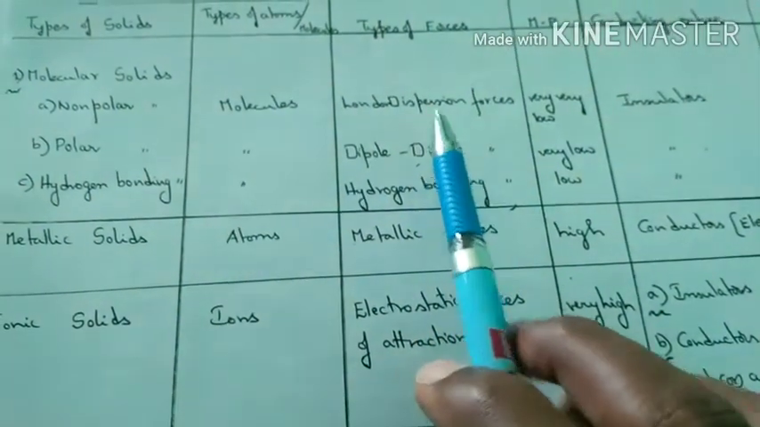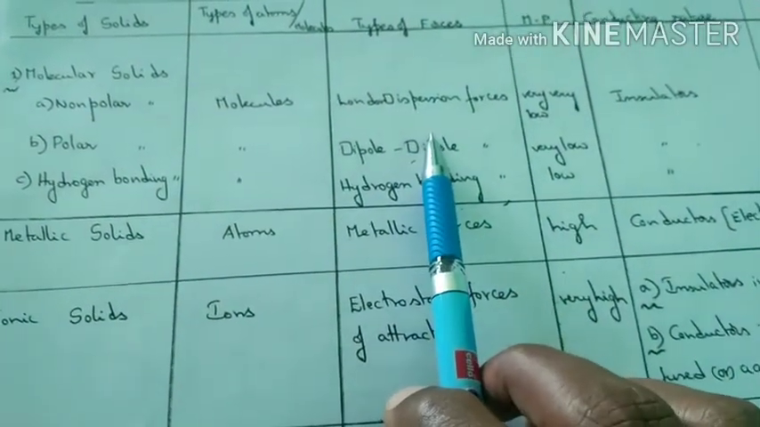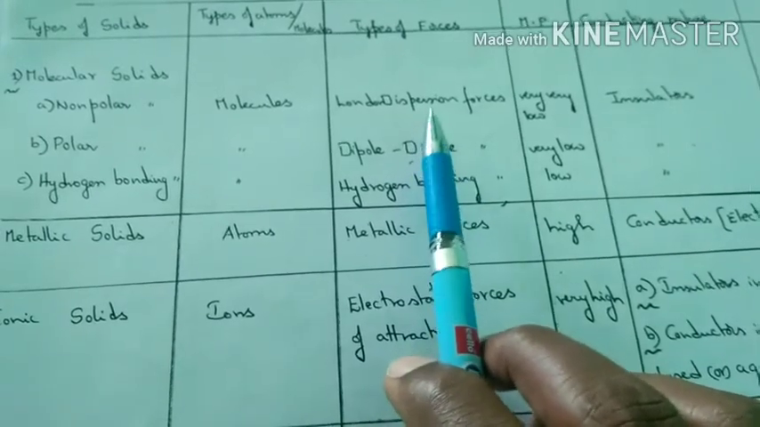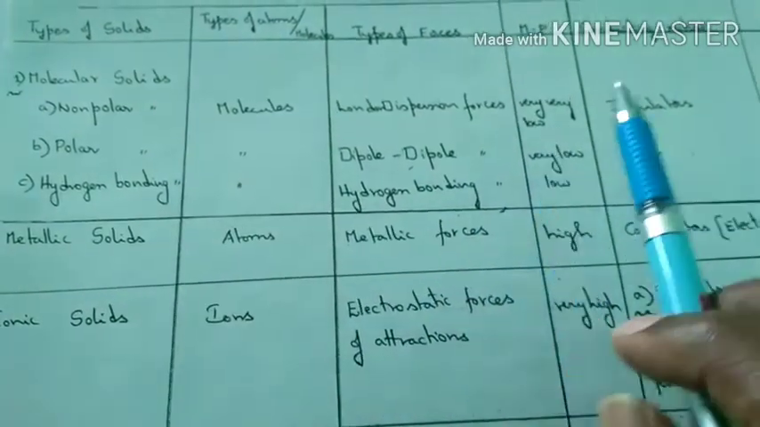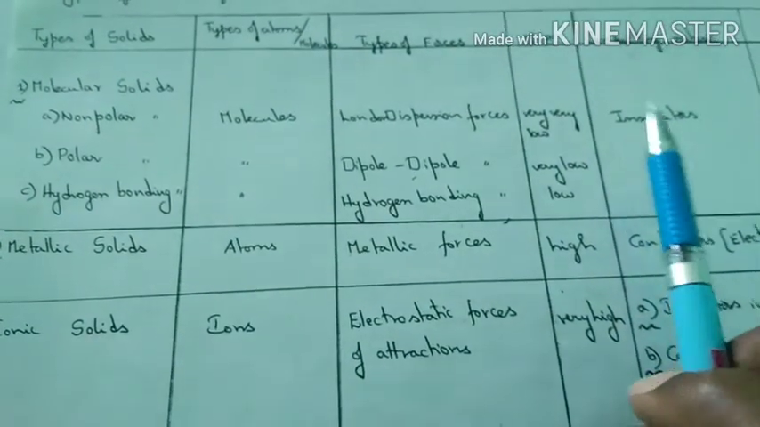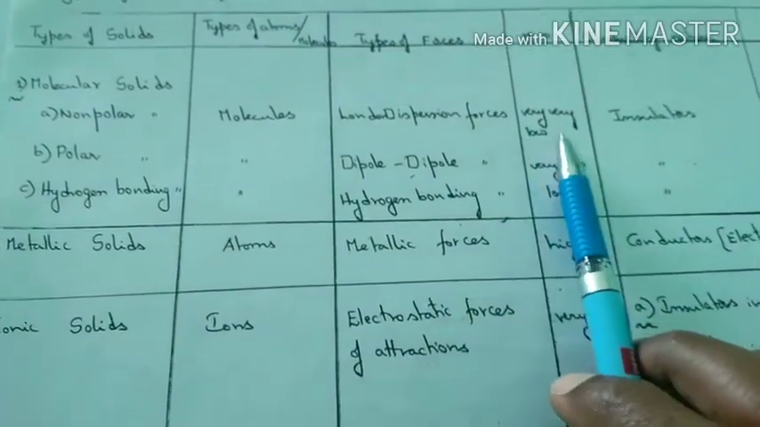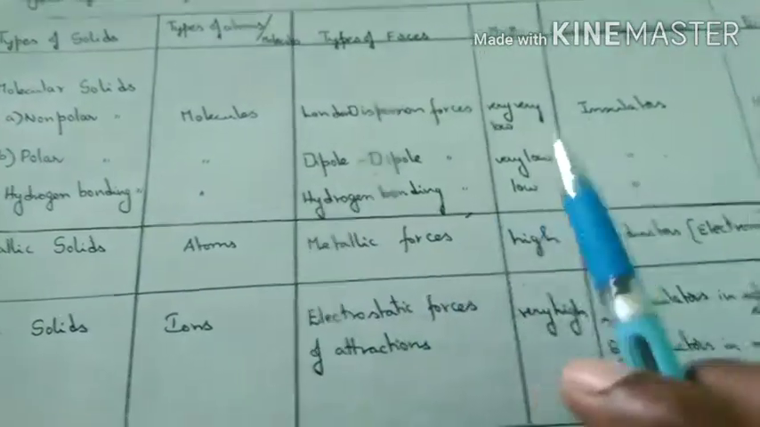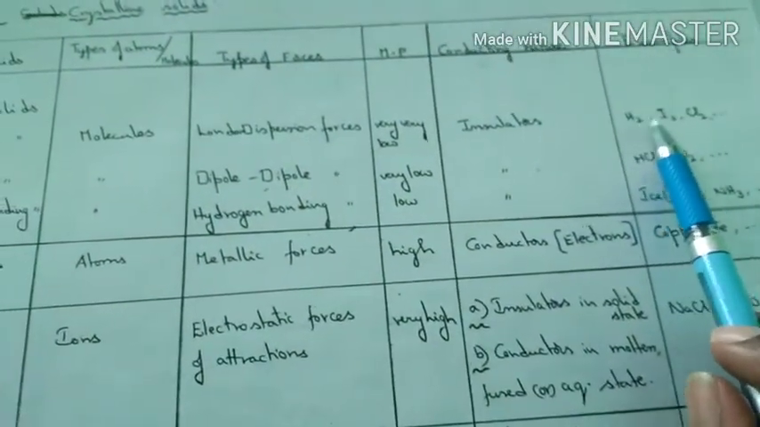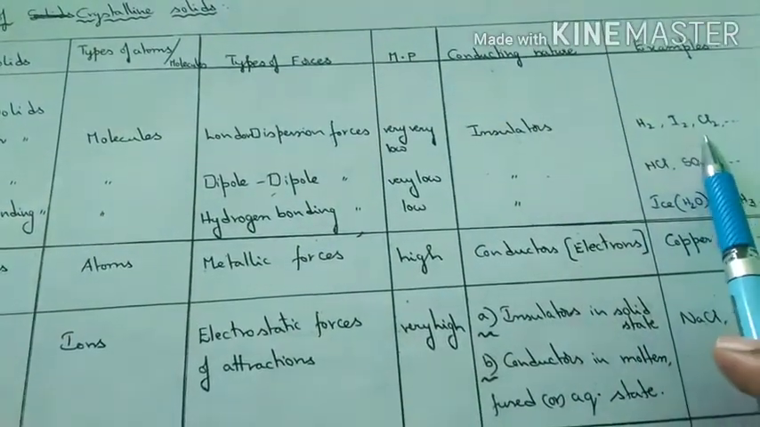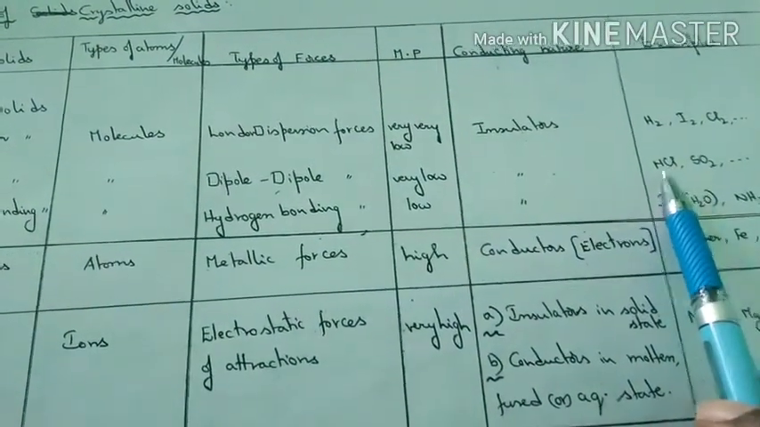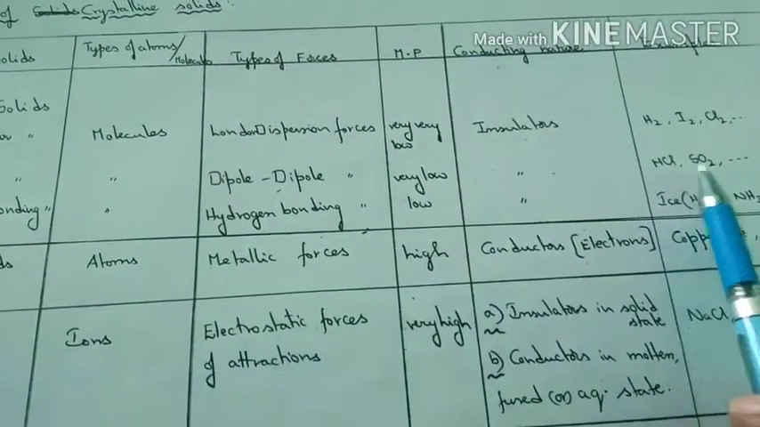And here these forces are very less. That means the attractions between those particles are somehow less, so their melting point is very low. Next, they act as insulators. That means when we pass electricity, they cannot conduct electricity. That's all. For these solids, examples are H2, I2, Cl2. Just now I discussed already. H2, I2, Cl2. Here for the dipole forces, HCl, SO2.